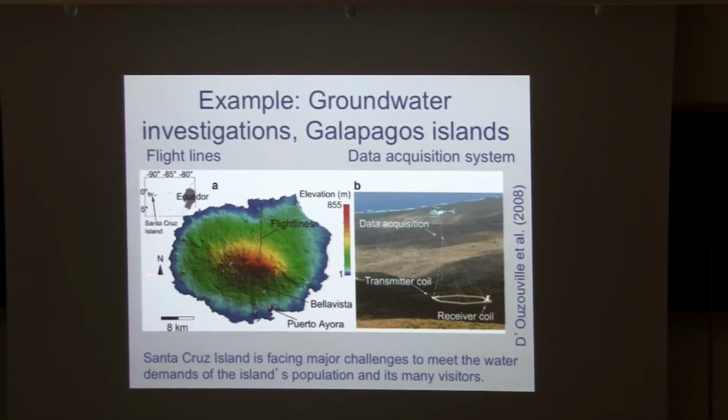And here's a case study I liked. I think I showed it the last two summer schools as well. They've been flying here in the Galapagos Islands, Santa Cruz Island, for 4 days. They're covering a big part of an island that is poorly known in terms of hydrogeology.